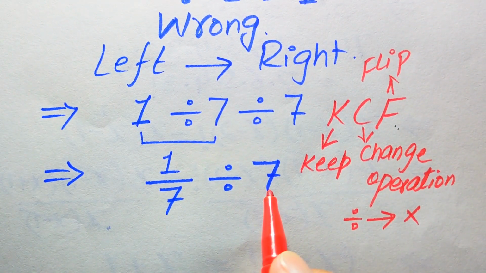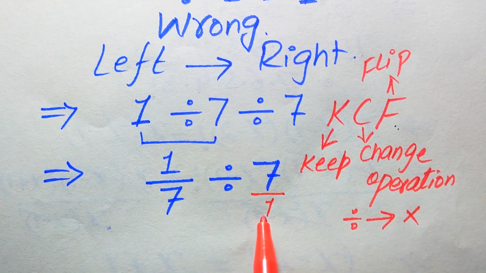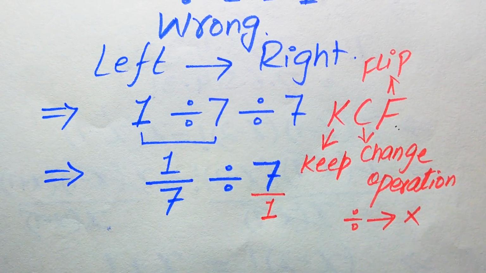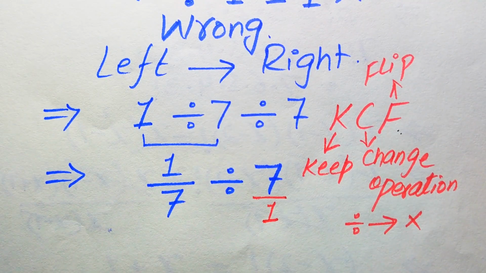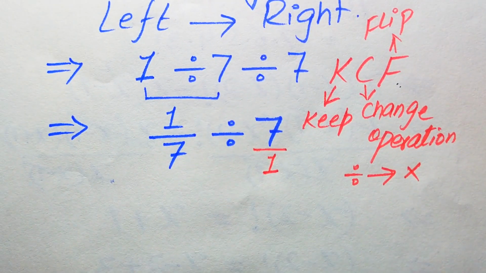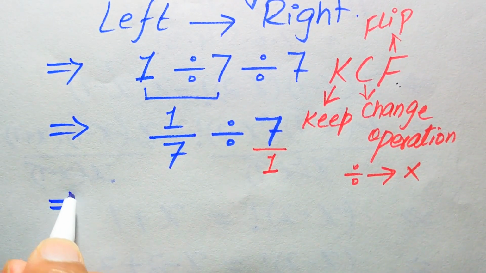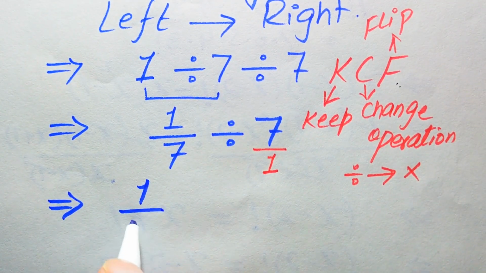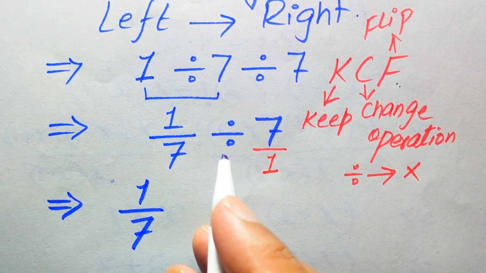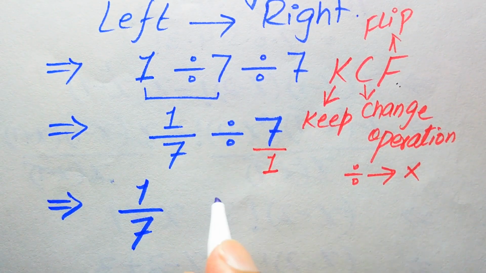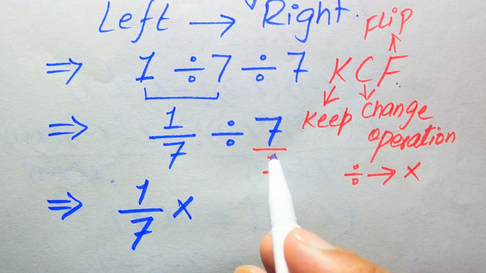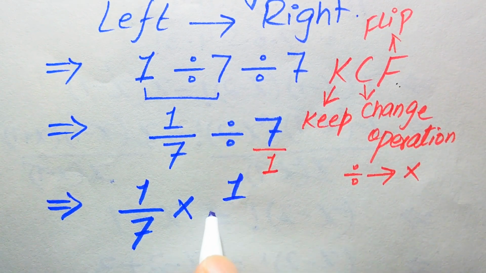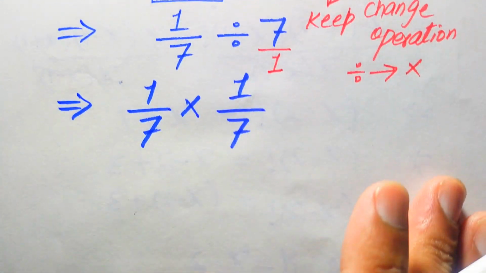We have the next term, 7, and you see that the denominator of this term is 1, so we need to flip this term. Okay, so here we use the KCF rule, and according to this rule we just keep the first term as it is. We write it as 1 divided by 7, and we change the operation division to multiplication, and we flip the next term. It means that this is 7 over 1, we write it as 1 over 7.